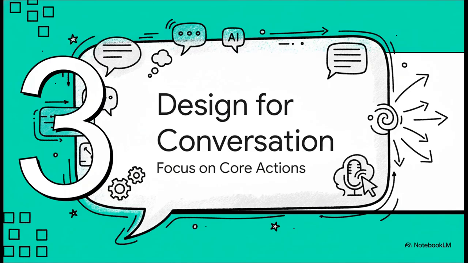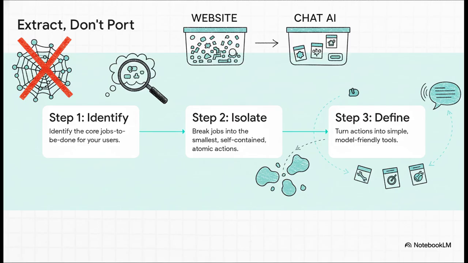So how do these ideas of know, do, and show actually translate into a design philosophy? Well, it's a fundamentally different approach to how you develop an app. The key principle here, and you really need to remember this, is extract, don't port. Please don't try to shrink your entire website and cram it into a chat window. It's not going to work. Instead, what you do is identify the core jobs your users need done, break them down into the smallest possible actions, and then package those tiny actions as simple, reliable tools for the AI to use.